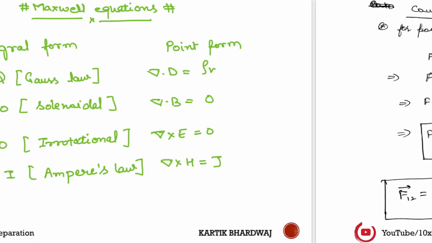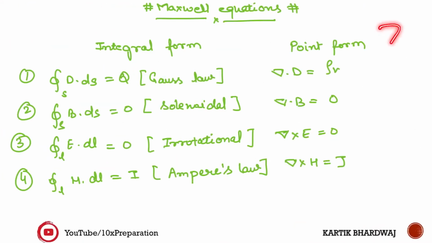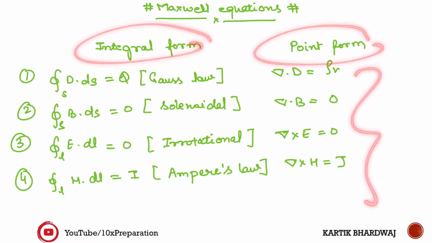So in the previous lecture I discussed Coulomb's law. What is Coulomb's law? Okay, so again I want you to take a piece of paper and write down these four equations. Don't cheat. First, give the title: Maxwell equations, integral form as well as point form. Write down the four equations.